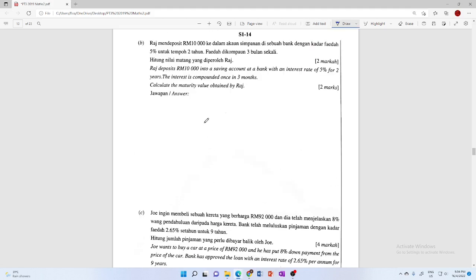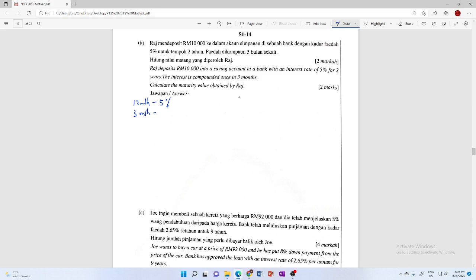For question B, Raj deposits 10,000 ringgit into a saving account with an interest rate of 5%. So 5% is for a year, and for 2 years, the interest is compounded once in 3 months. So I need to calculate the maturity value. So this is for 1 year, meaning that's 12 months. 12 months, the interest is 5%. Because it is compounded once in 3 months, so we need to calculate for 3 months.